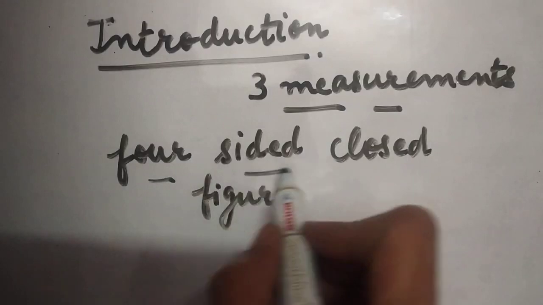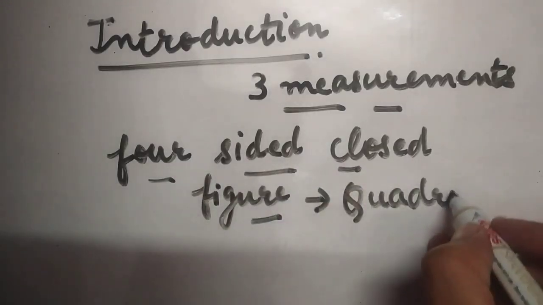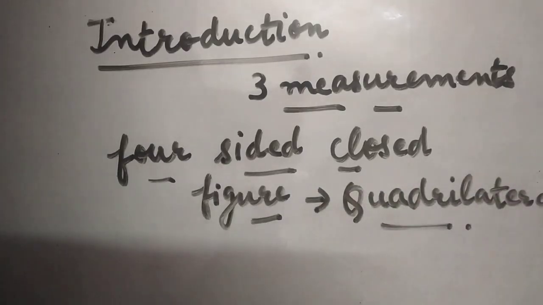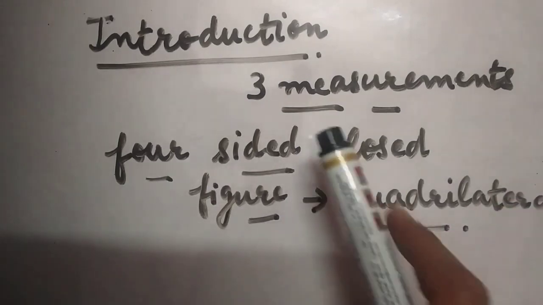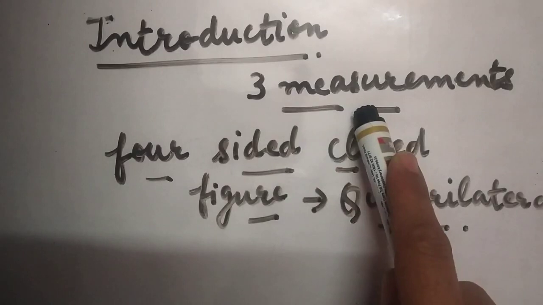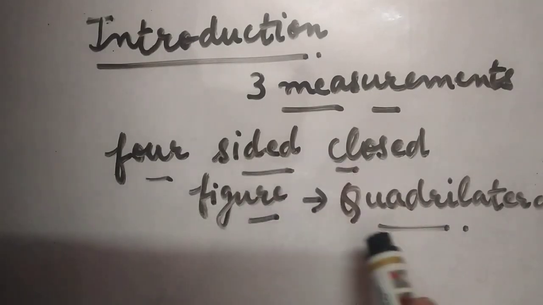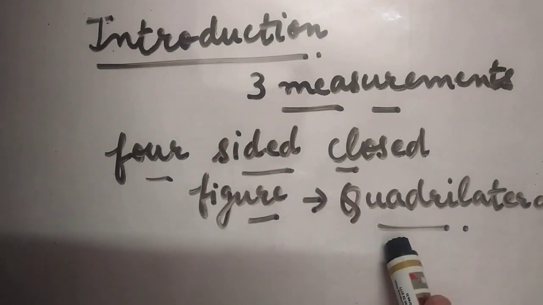And what is this 4-sided closed figure called? Quadrilateral. So we shall study how to construct a quadrilateral in this chapter. As you have already studied how to draw a triangle using 3 measurements in class 7, now in grade 8, we shall discuss the construction of a 4-sided closed figure. And what is the name of this closed figure? That is a quadrilateral. So we shall learn the construction of quadrilaterals in this chapter.